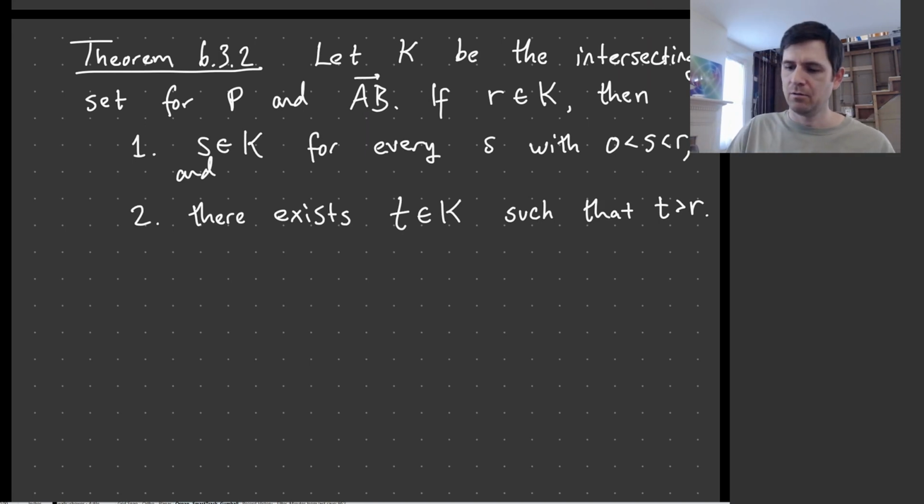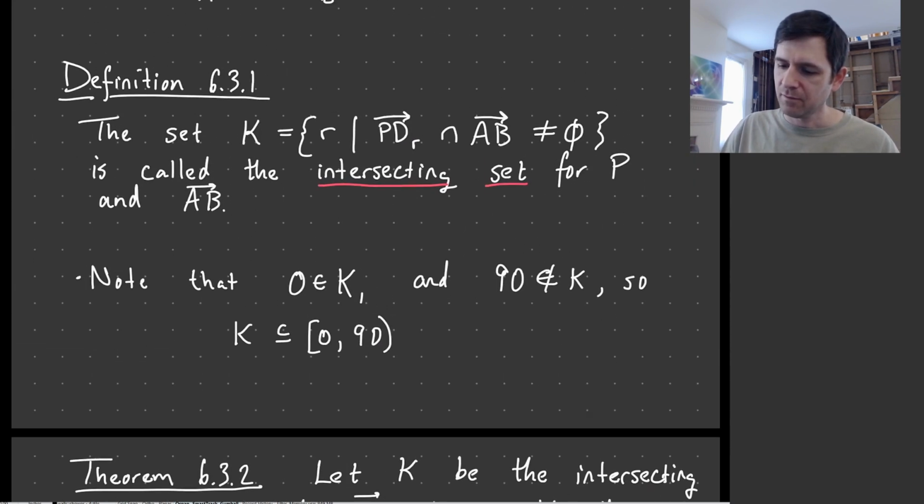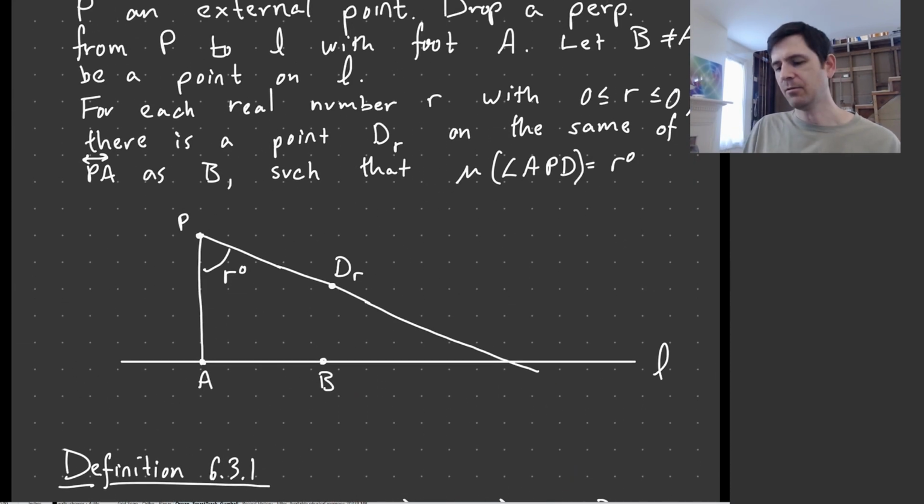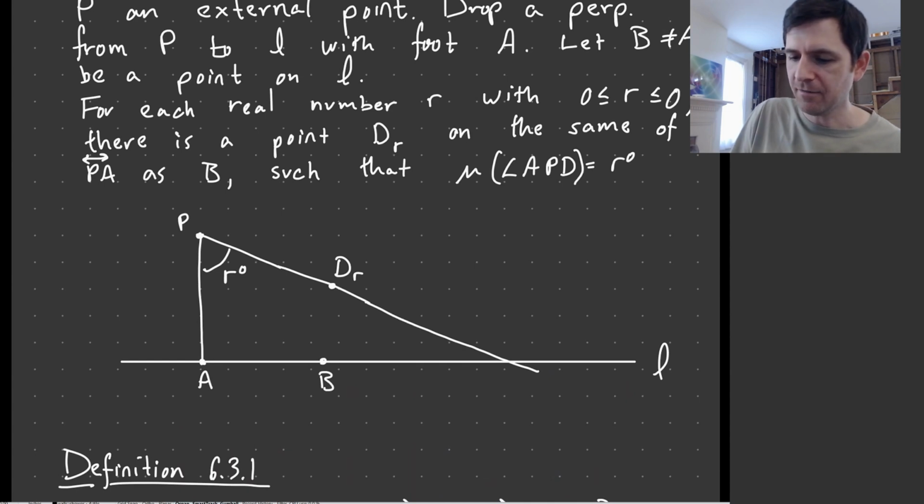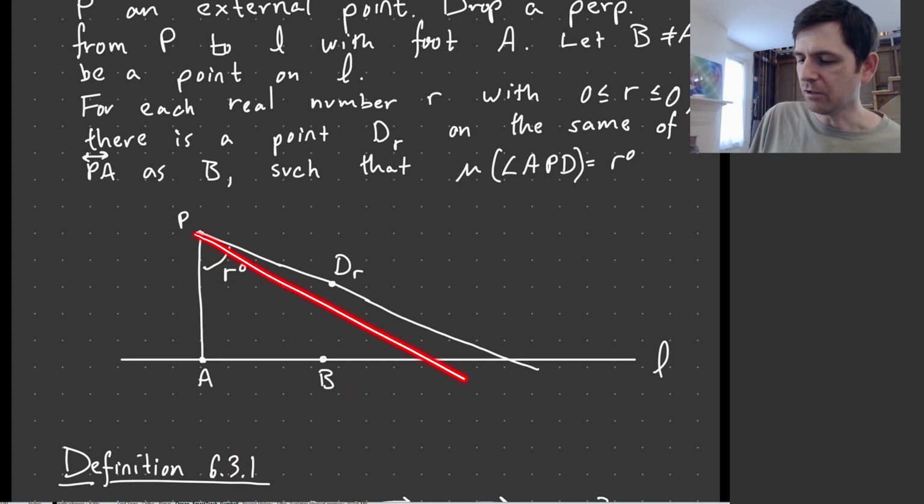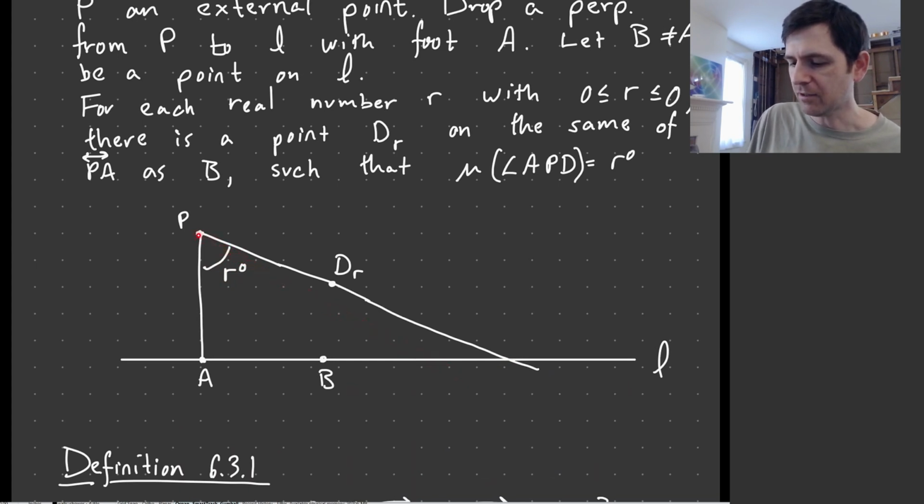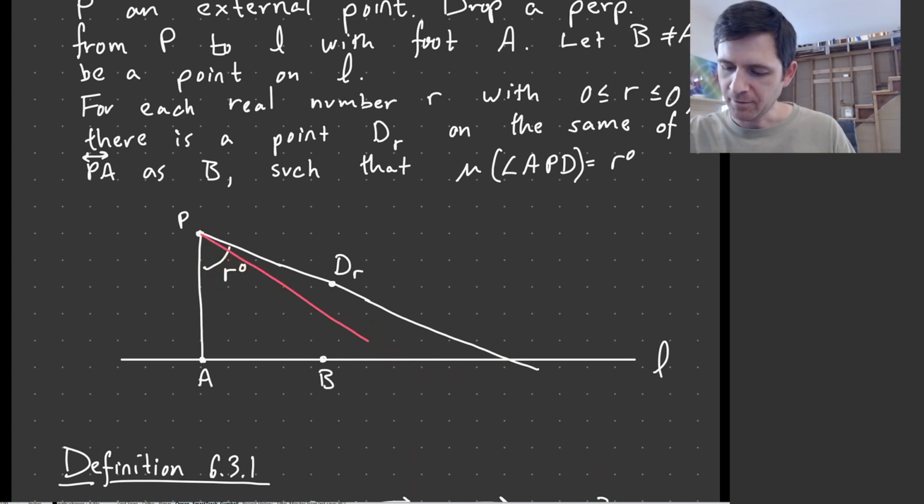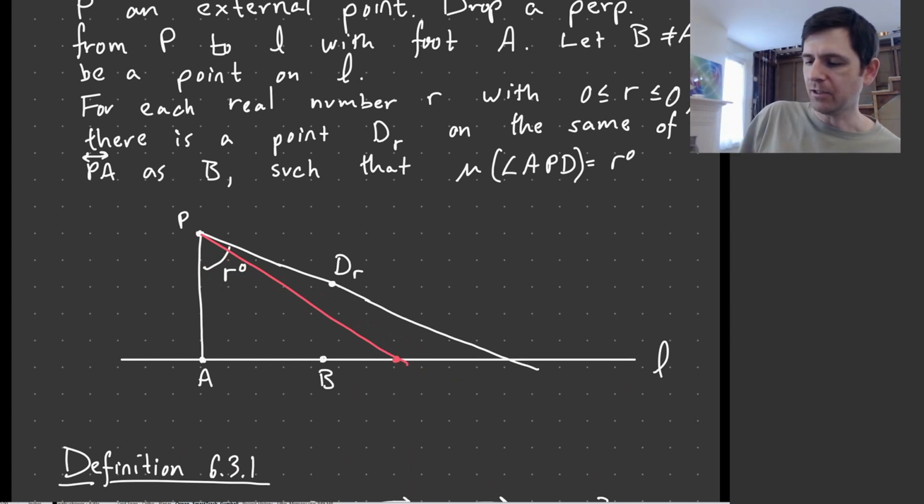Okay, so what is this theorem saying? Going back up here, it's saying two things. First of all, if I have some R like this one that is in the intersecting set, i.e. there is an intersection here, then if you take any smaller angle, any S somewhere in between, say S is here, then of course that's also going to intersect. It has to, as we can see.